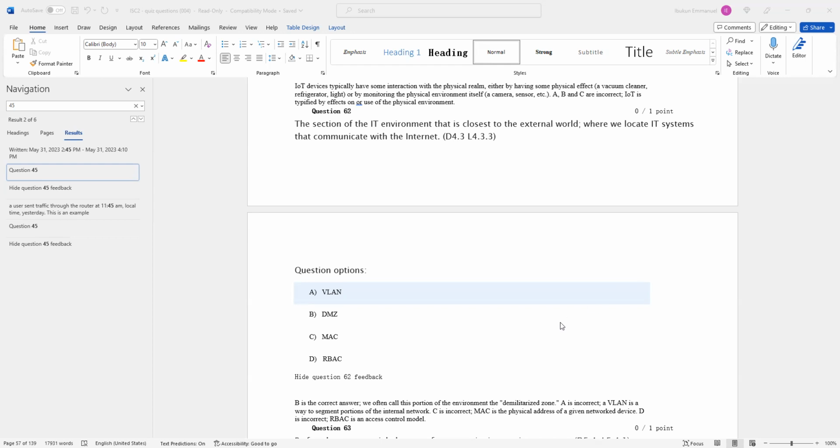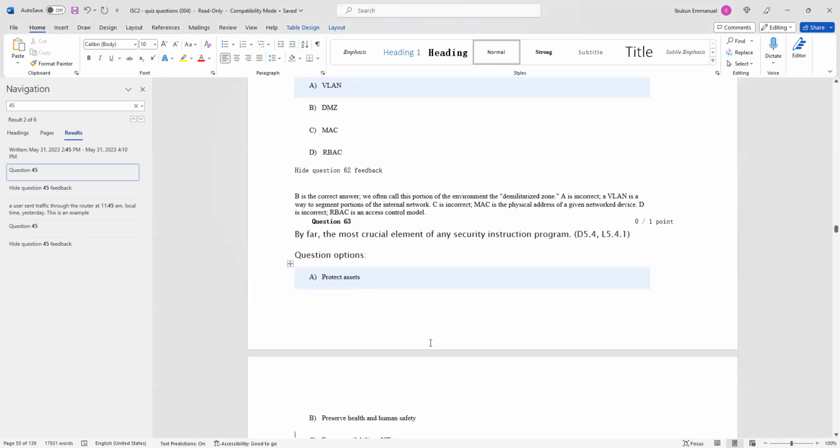So role-based access control is not the correct answer to this. VLAN is not the correct answer. The correct answer is a DMZ, and it's not MAC, because I've explained what each of those answers actually means.